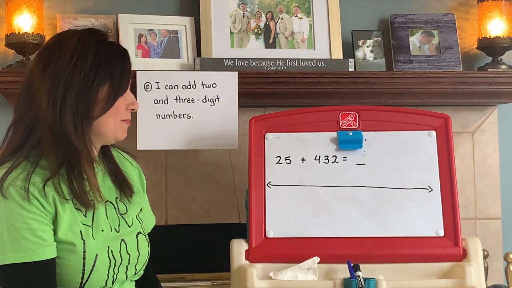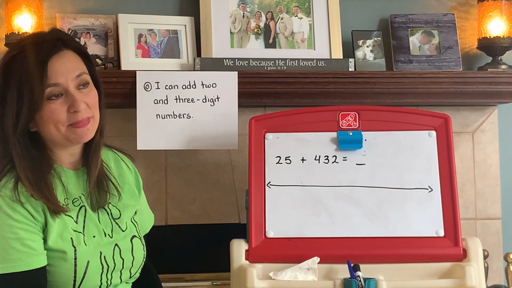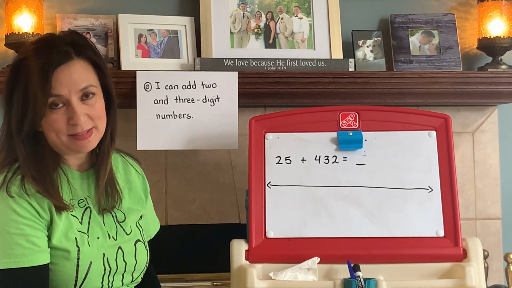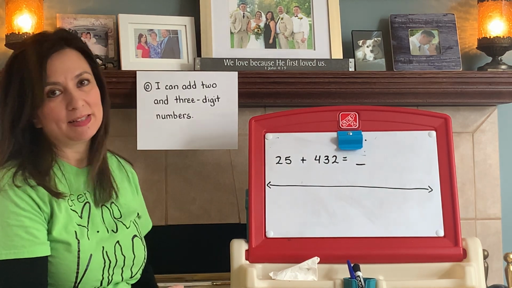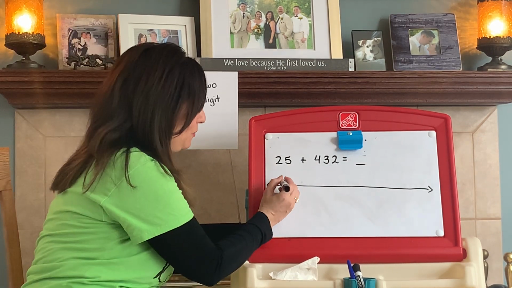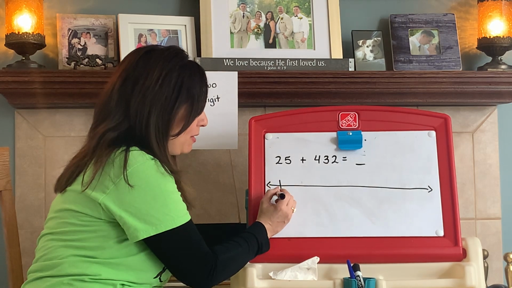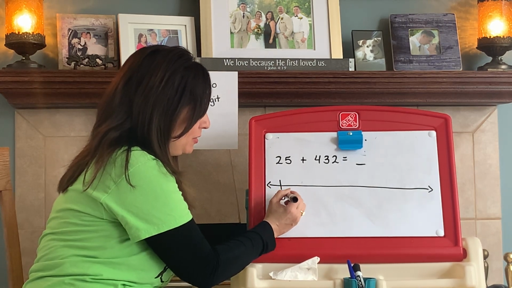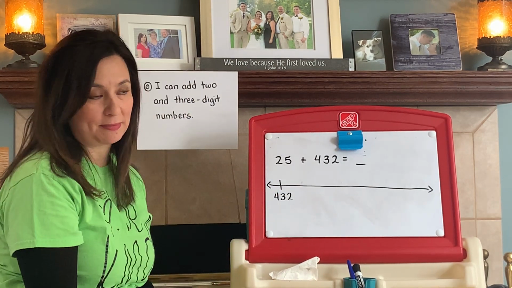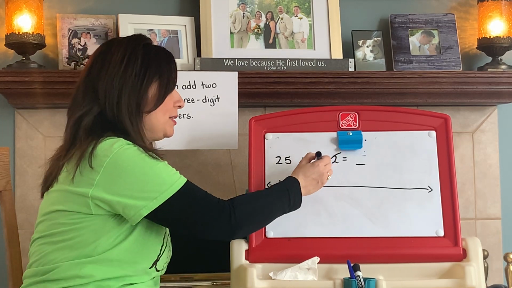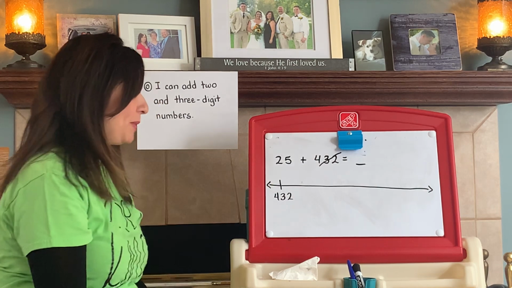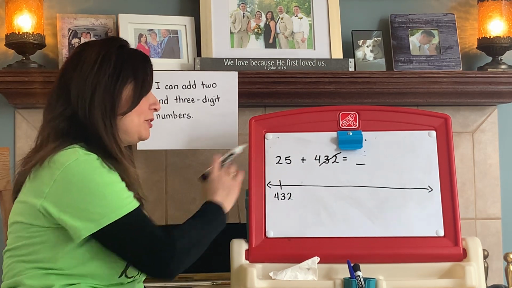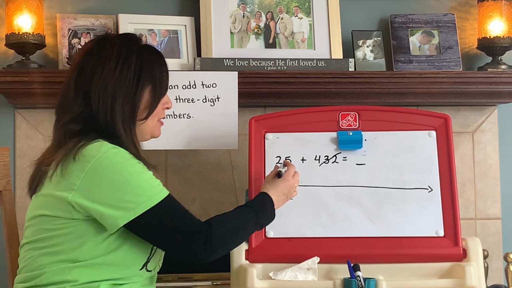When I'm adding on my number line, I am always going to start with the greatest add-in. So look at these two add-ins. Which one is greatest? The greatest one is 432. So I will position 432 first. Once I positioned that number on the number line, I've added it. I'm done with it. That's why I crossed it off. Now I need to add 25. I can do it like this.